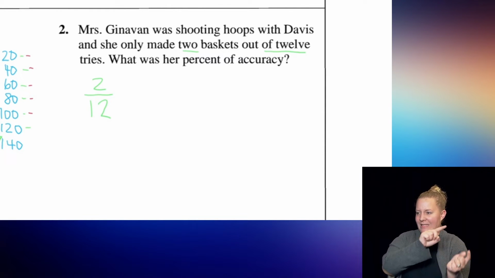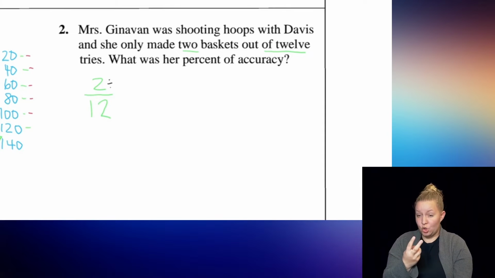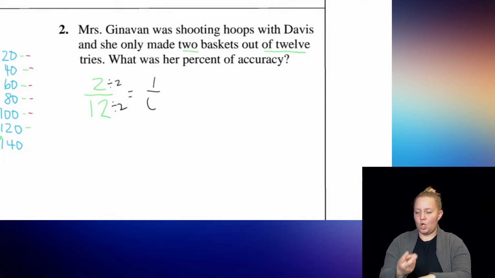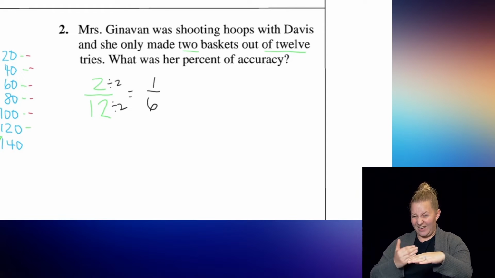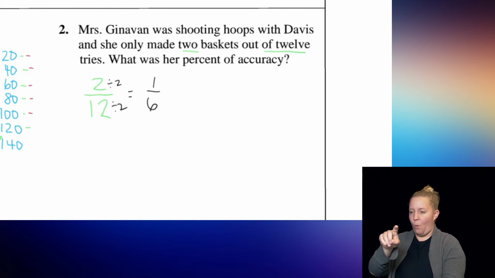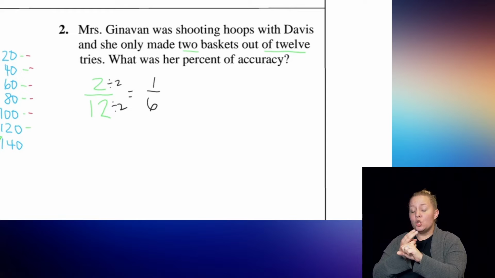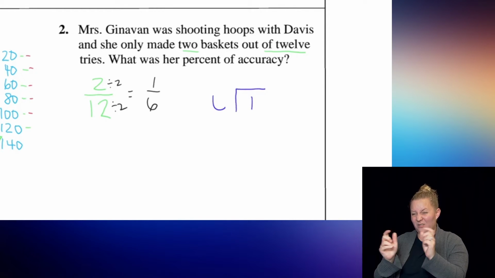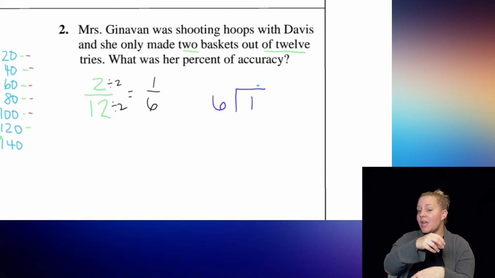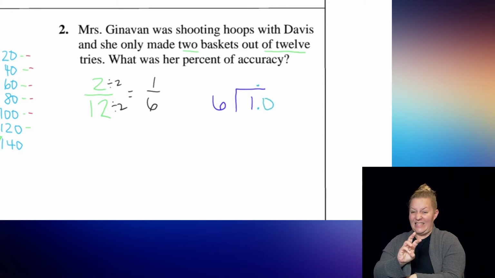So if I made 2 baskets out of 12, I know that the number 2 goes into both the numerator and the denominator. So I'm going to simplify this out to 1/6. And then I'm going to use 1/6 for my long division instead of 2/12 because we're going to deal with much smaller numbers, which is nice. So my 1 goes inside, my 6 goes on the outside. 6 does not go into 1, so therefore you are going to include a decimal and a 0.